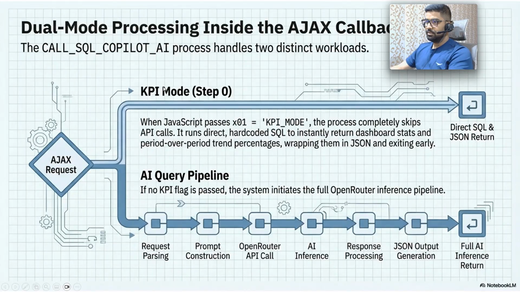Then we are moving forward with KPI. Earlier I had also added the KPI mode, but then I realized it would make things unnecessarily complex for all of you to learn. Earlier, it gave two hits over here. The first one you have already seen, what we are trying to do, and the second one is for KPI mode. So when JavaScript passes KPI mode, the process completely skips the API calls. It runs directly hard-coded SQL and instantly returns to the dashboard. So we are trying to show some KPIs as well with the help of AI.